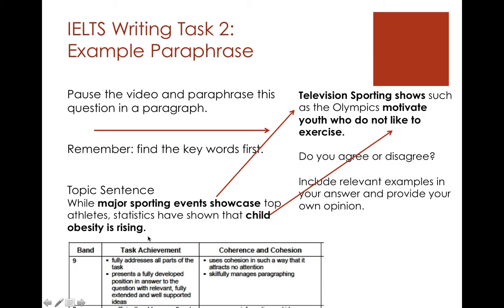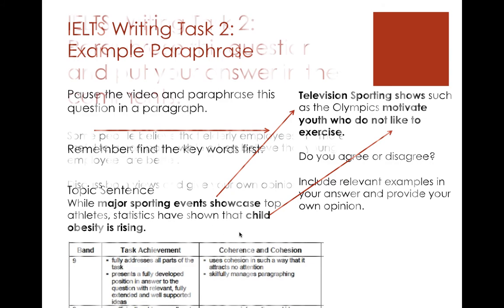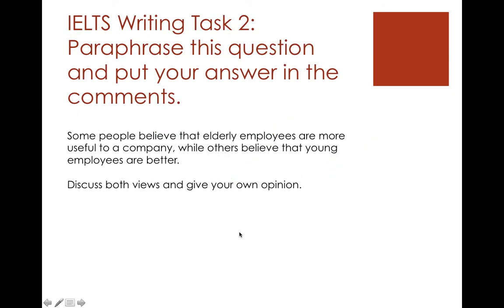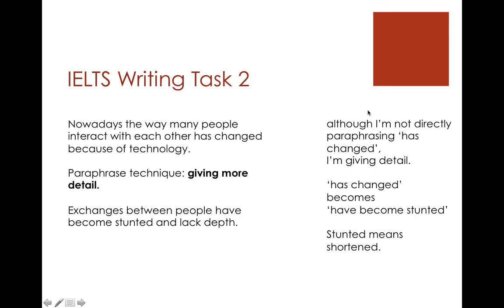Okay, so that means we are fully addressing all parts of the task. Examples will come after this. And actually this is an example, but we're going to talk more about it later. That's going to fully develop this idea. And it's only one idea, just one, and we'll fully develop it. Cohesion, we haven't really got it here because we only have one. But you can see how the paraphrasing is being used in the paragraph. Okay, so paraphrase this question. You can pause it, write it down, take a picture, put your answer in the comments, and I will look at it for you.